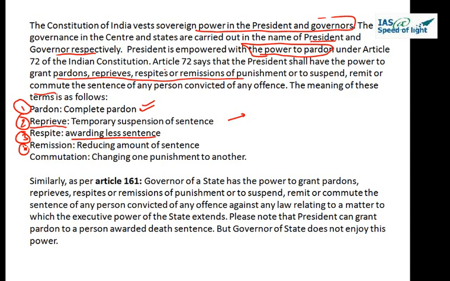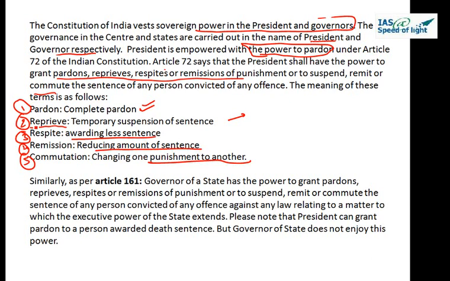Fourth is remission, which is reducing the amount of sentence, and the fifth one is commutation, which is changing one punishment to another, like a lesser sentence. What it means is, suppose a person has got the death sentence, so he can commute it to life imprisonment in respect of offences done by the convict.